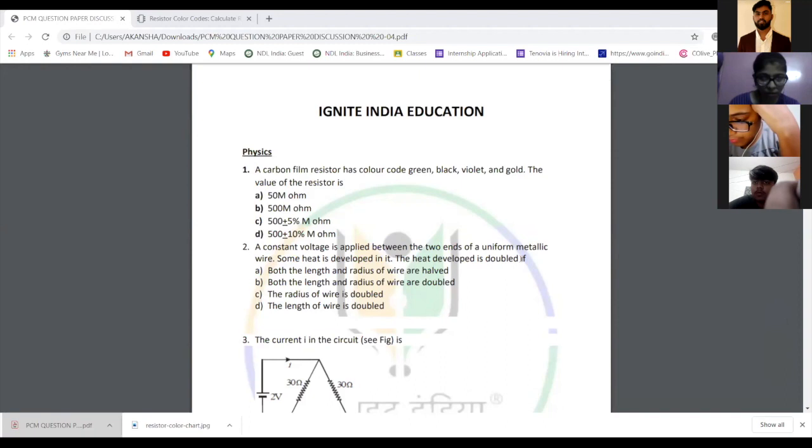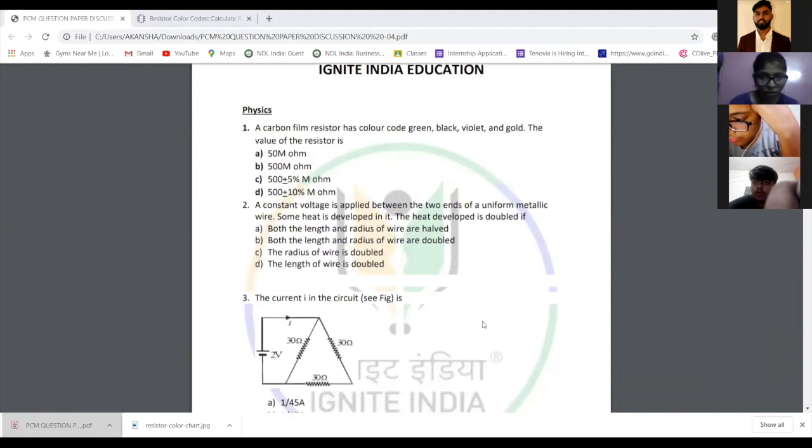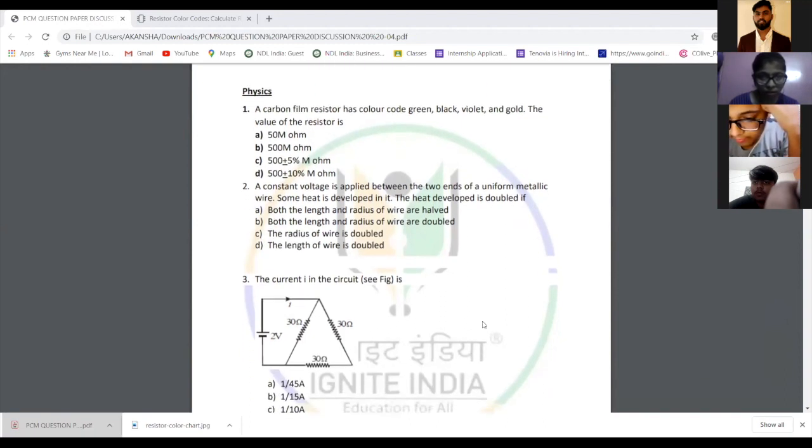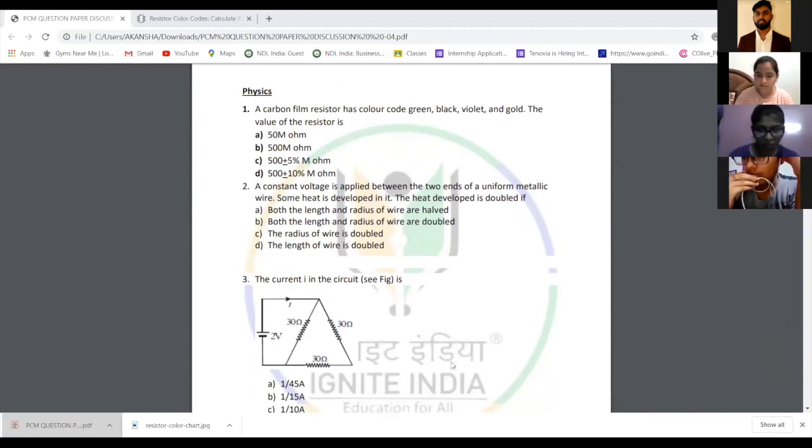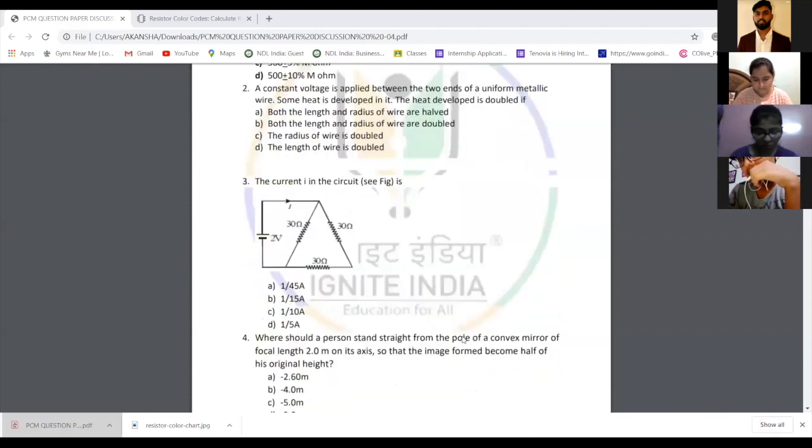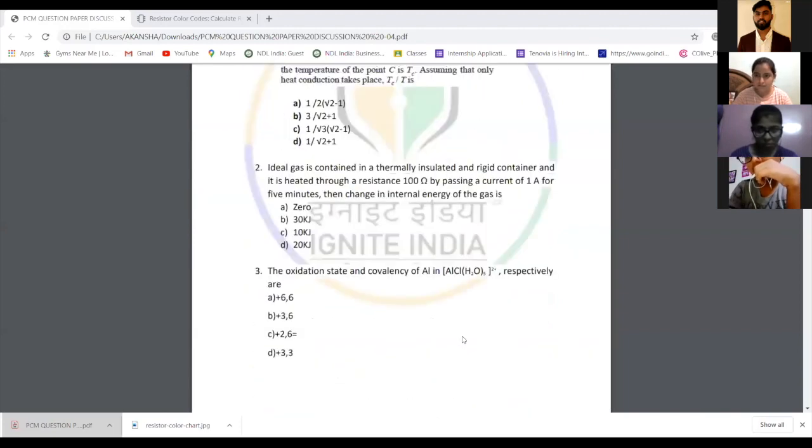It should not take so much time, guys. It is easy. How is R dependent on A, the cross-sectional area of the wire? Inversely proportional. Very good. So if A is increased, then what is the effect on resistance? It will decrease. Yeah. If area will increase, then resistance will decrease.